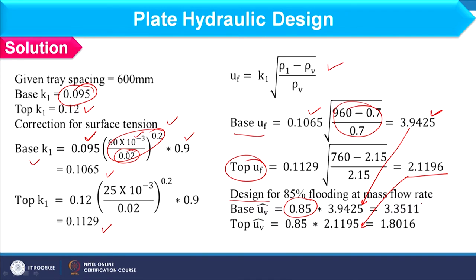So, design velocities are given as 3.3511 at bottom and 1.8016 at top. So, these are basically velocity of vapor, okay, and we consider this as a design velocity. And now we will see the volumetric flow at top as well as at bottom.